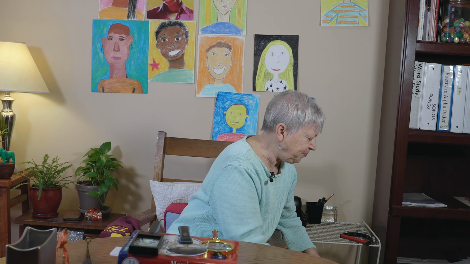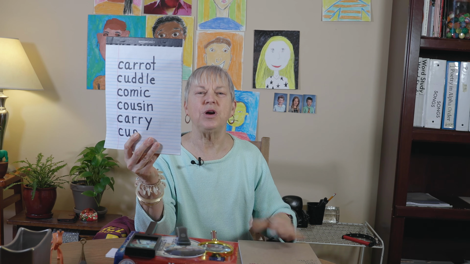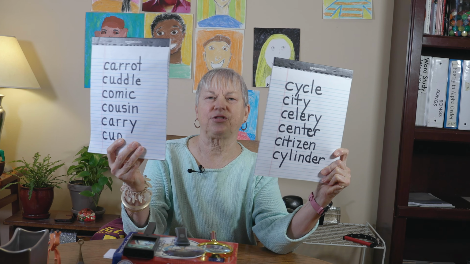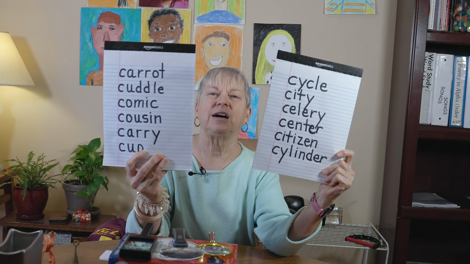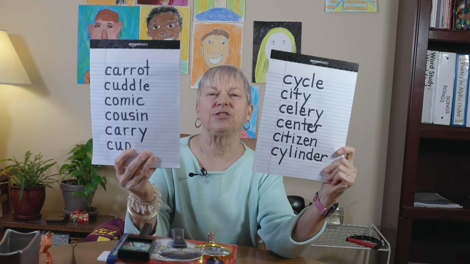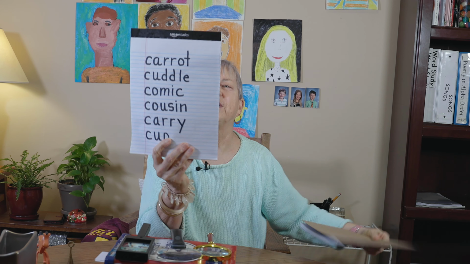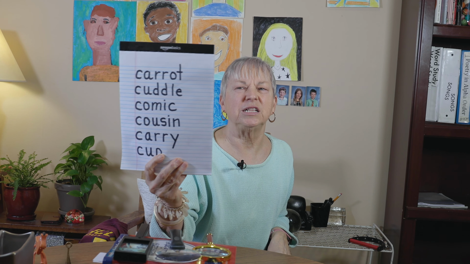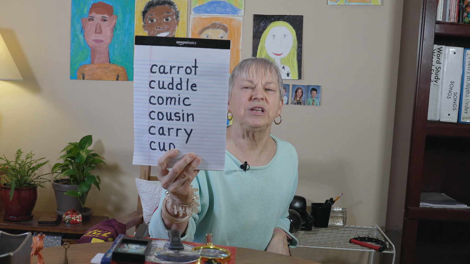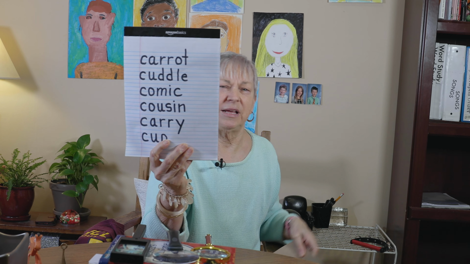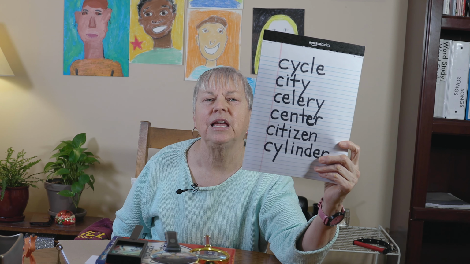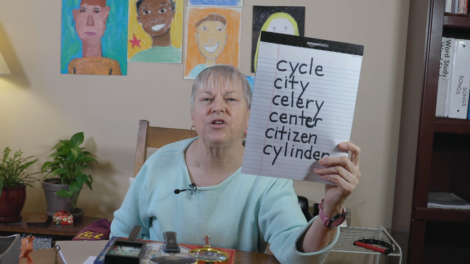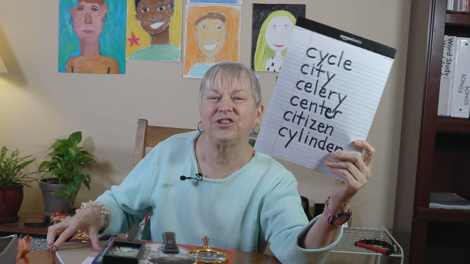Wonderful letter. Here I have two lists. This list and this list. We have 6 words on each list. I'll read this one first. We got carrot, cuddle, comic, cousin, carry, and cup. And now I'll read this list. Cycle, city, celery, center, citizen, and cylinder.